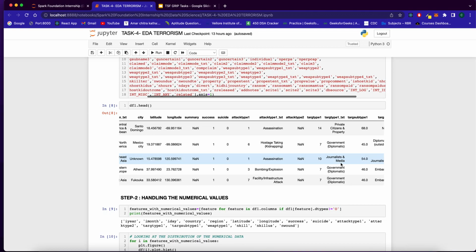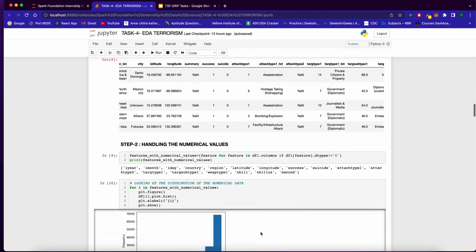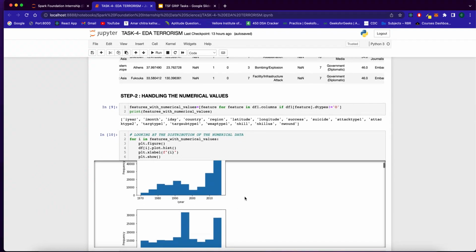The second step in an EDA analysis is to handle numerical values. Numerical values are always present in abundance, so it was very important for me to handle them. I wrote a small Python code to get all the numerical values present in the data set. Second, I drew a histogram for all the numerical values to understand their values, the number of values present, and their trend growth.